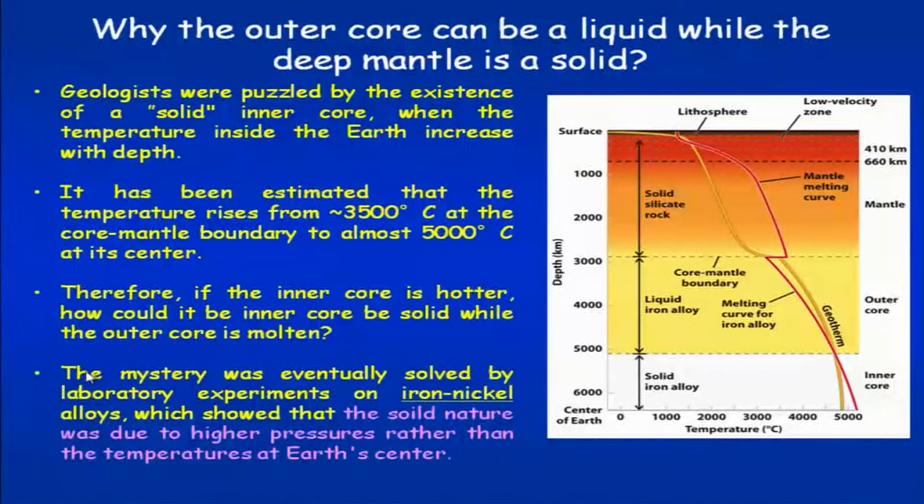The mystery was eventually solved by a laboratory experiment on iron nickel alloy, which shows that the solid nature was due to higher pressure rather than the temperature of the earth's center. So, this was the reason why the inner core is solid, because of the higher pressure and not because of the temperature, whereas the outer core is liquid.